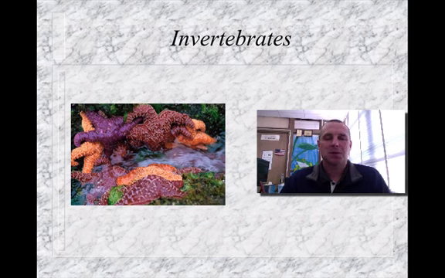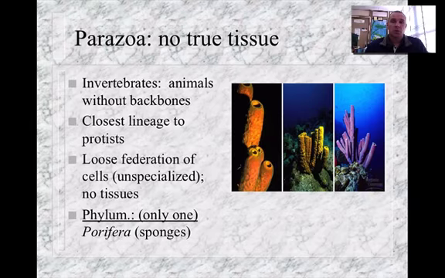Hey guys, Mr. Kennedy back with another video, and this video is going to be dealing with invertebrates. When we talk about invertebrates, there's two main branches. There's the parazoa, which are the ones with no true tissue, and the eumetazoa, which are the ones with true tissue. Let's talk about the parazoa first.